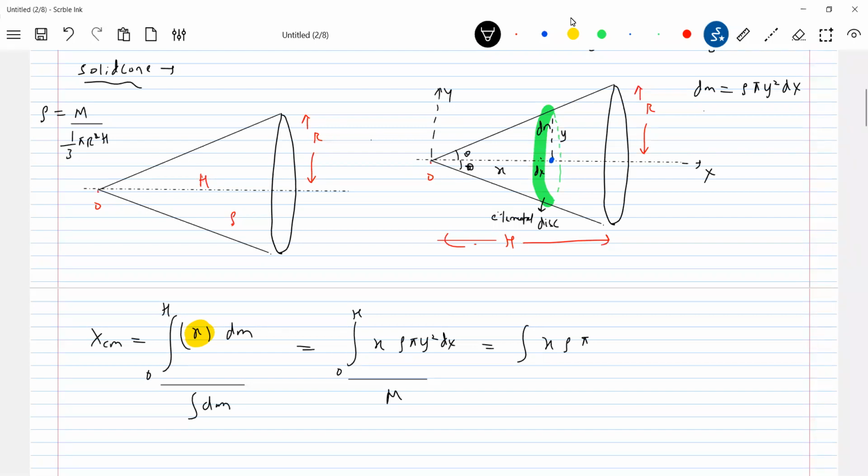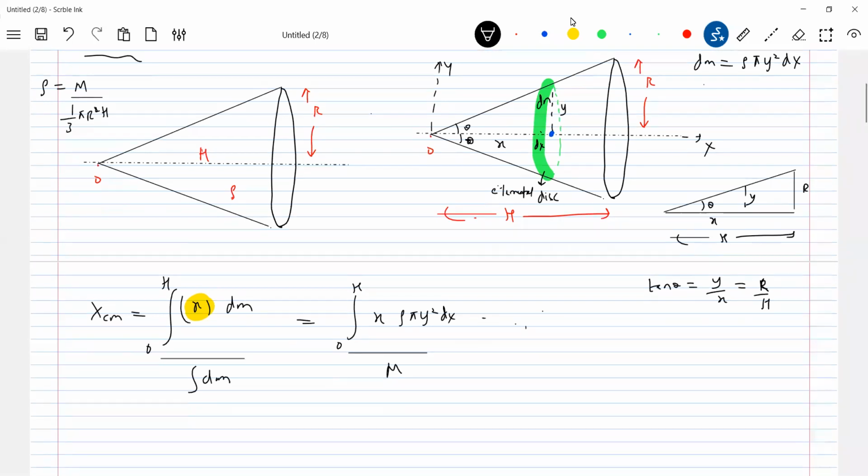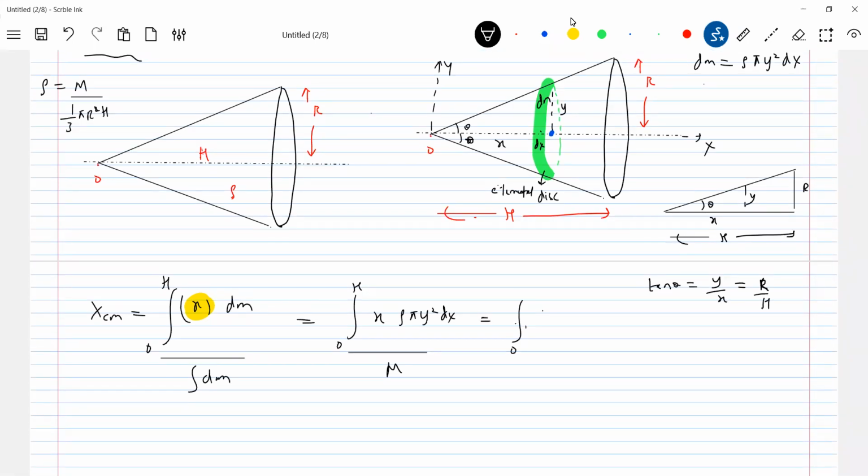So I'll take help of this triangle. You can see this triangle. This is r, this is y, this is x, this total is h, no? Let's write some set of equations. So let's go for some calculations here. Tan theta is y by x equal to r by h, no? So in place of y, what can you write? rx by h. Substitute that here. Integral from 0 to h of x rho pi (rx by h) whole square dx by m.